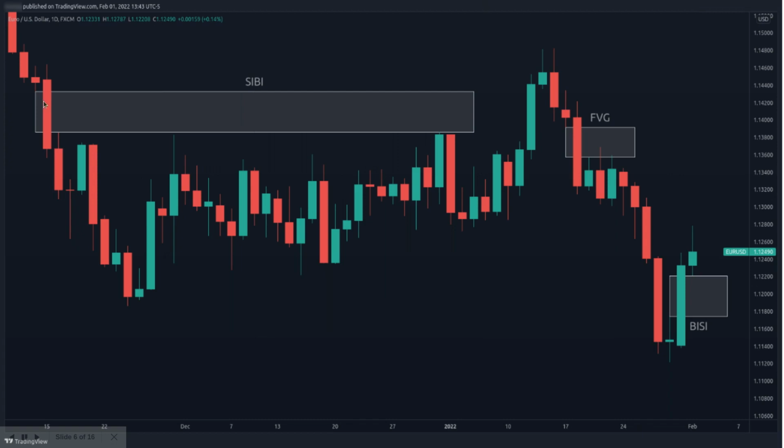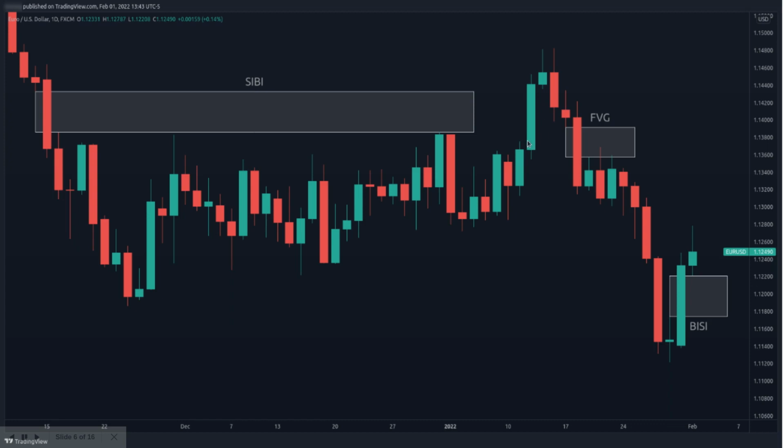Another example, you have a SIBI, the sell side imbalance, buy side inefficiency. So this low right here, this wick and this wick down here, they don't overlap, and they have left this gap here, that price imbalance. Look at how this candle reacts when it approaches that, because it's providing some kind of resistance. This one too, right there, when it hits it, then it sells off. So it's a fair value gap.